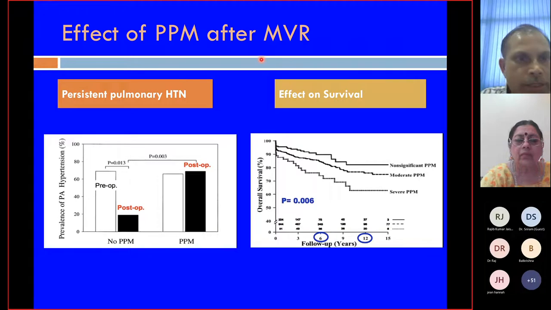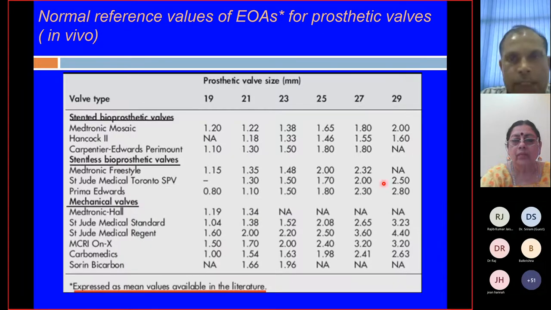Of mitral positions, patient prosthetic mismatch was associated with persistent postoperative pulmonary hypertension, and in case of severe patient prosthetic mismatch, it was associated with decreased late survival. So this is a chart which shows the effective orifice area of the different types of valves with different sizes. That helps in the selection of the different type of valve which is needed for the patient.